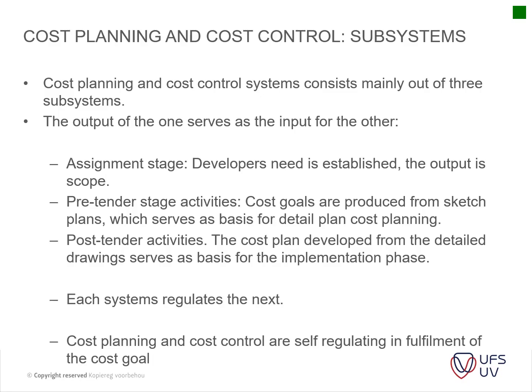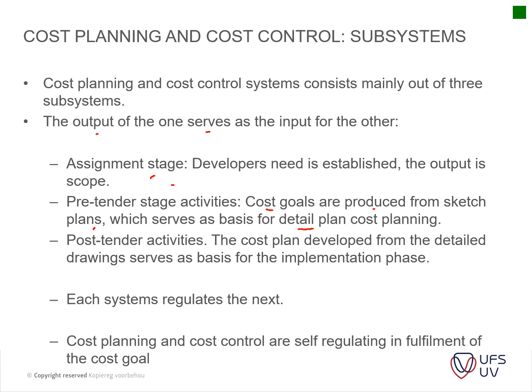Okay, cost planning, cost control subsystems. Okay, very important to go through. Cost planning, cost control systems consist mainly out of 3 subsystems. The output of the one serves as the input of the other. So you've got your assignment stage. You establish the scope basically. You look at the scope and you do your design and your pre-tender activities. You look at your cost goals, produced from sketch plans or the design, which serves as a basis for the detailed plan of cost planning.